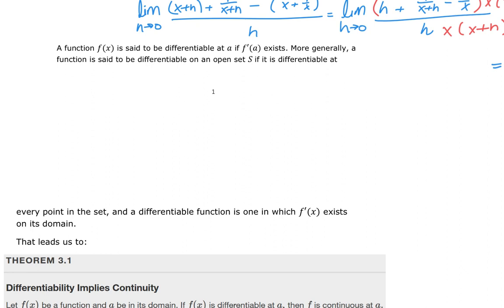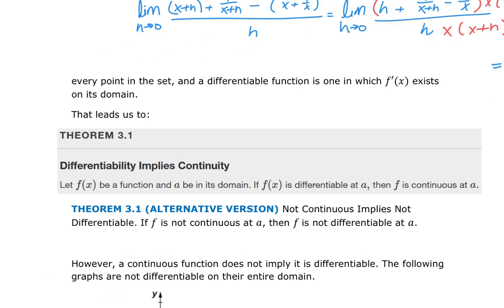So we say a function is differentiable at some point A if f prime of A exists. In other words, if A is part of the domain of f of x, it is differentiable at that domain value if the derivative actually exists. More generally, a function is said to be differentiable on an open set S if it is differentiable at every point in the set, and a differentiable function is one in which f prime exists for every value on its domain. That leads us to this first theorem.